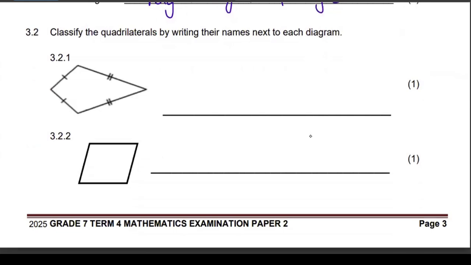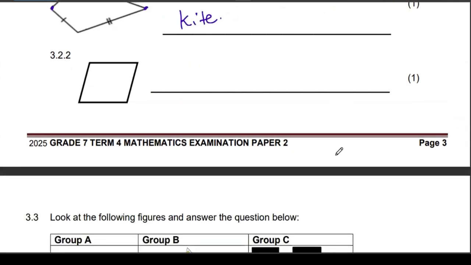Then 3.2, classify the quadrilaterals by writing their names. A shape that has two adjacent sides, two sides that are next to each other, being the same is what we call a kite. And then this shape, when I look at it, it feels like this side is equal to that side, and this side is also equal to that side, meaning that this is most likely to be a rhombus, because the angles are not 90. Otherwise, it was going to be a square.